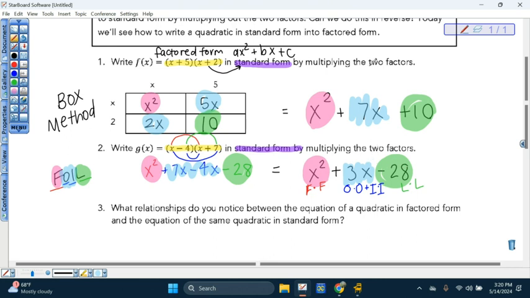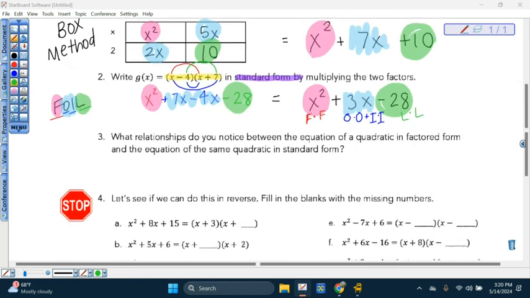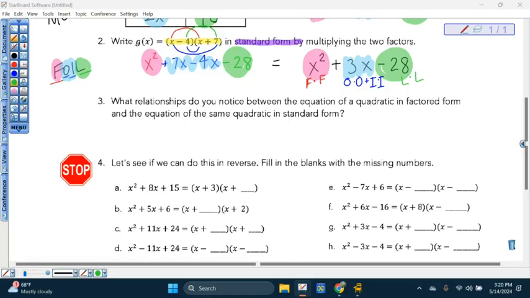So now when we want to go backwards, what we always want to start by looking at is that last number. Start looking at that last number and think about what factors would multiply together to get to this last number, and that would also add together to get to the middle number. Okay, so let's look at 4.